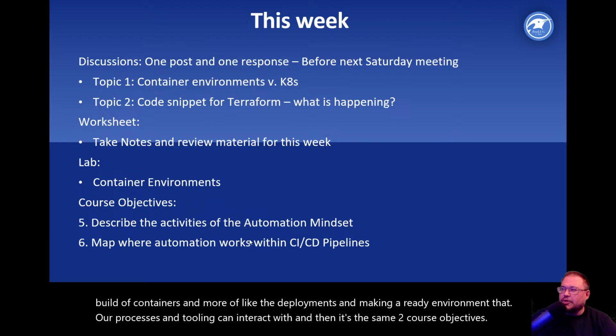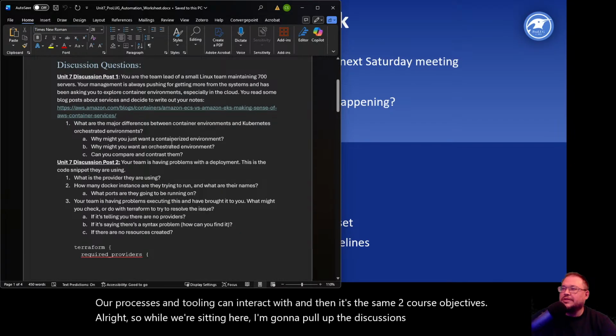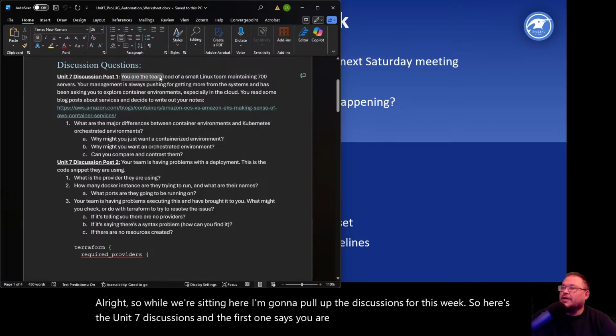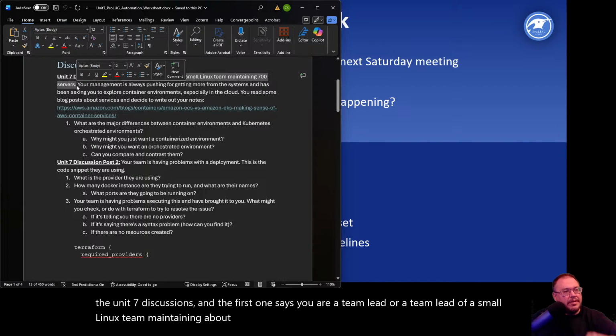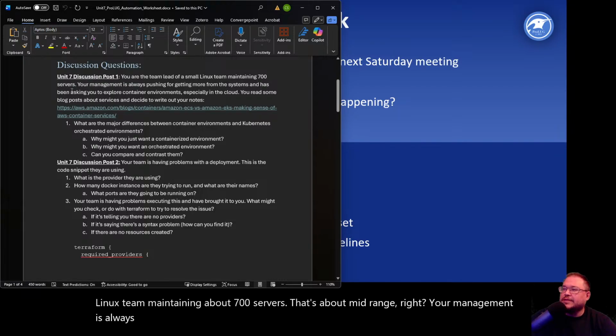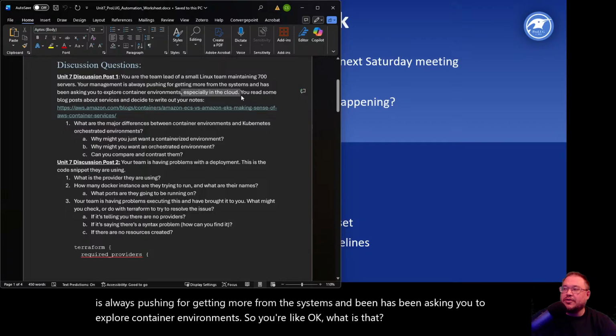All right, so while we're sitting here, I'm going to pull up the discussions for this week. So here's the Unit 7 discussions. And the first one says, you are a team lead of a small Linux team maintaining about 700 servers. That's about mid-range, right? Your management is always pushing for getting more from the systems and has been asking you to explore container environments. So you're like, okay, what is that? And they want especially to know about going up in the cloud.